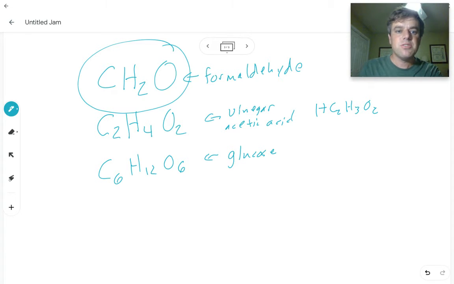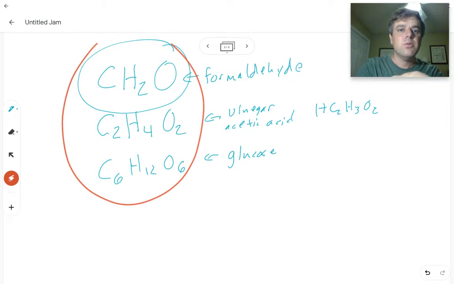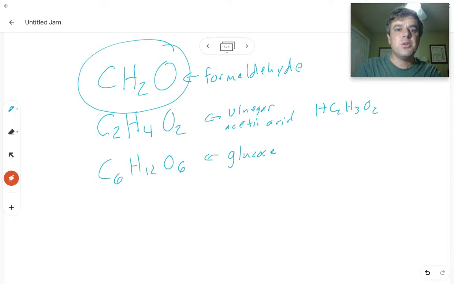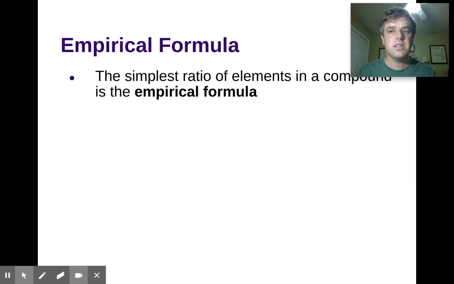It's the simplest ratio. Instead of a 6 to 12 to 6 ratio, it's the 1 to 2 to 1. Now, there is a distinguishing factor between these three things, which is that they would have very different molar masses. And we'll talk about that in just a bit.